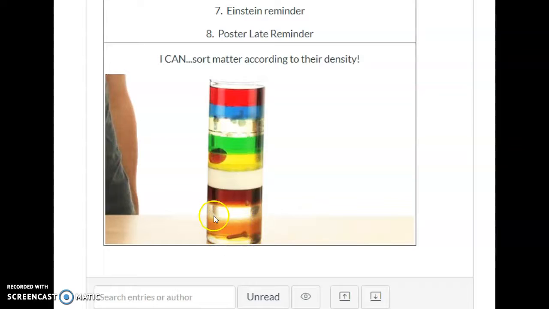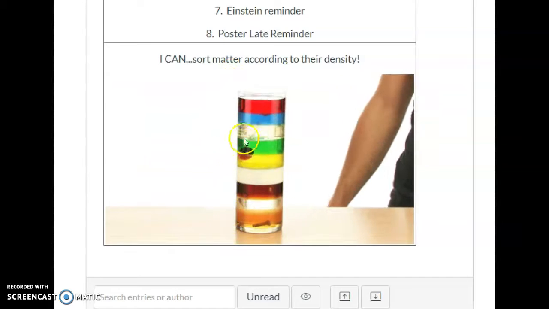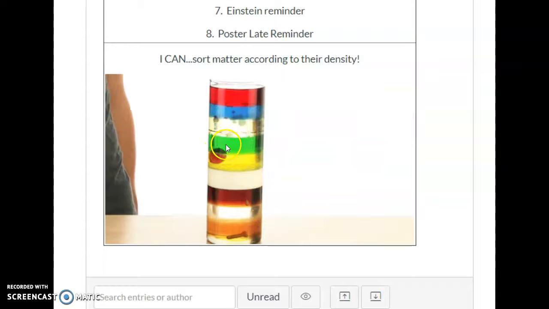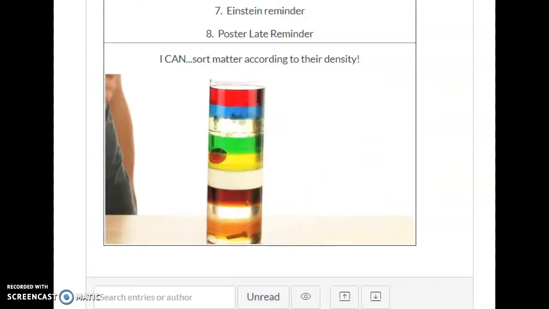There's a screw down here or bolt. You can see it. Its density is greater than all of these because it went through them. So you got to think about and compare the densities of the materials based upon where they settle out. That's what we're working on today.